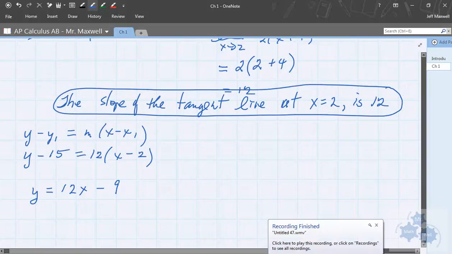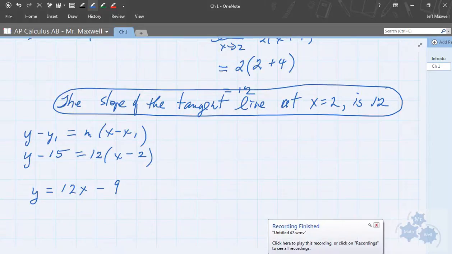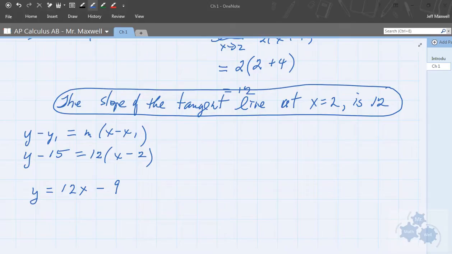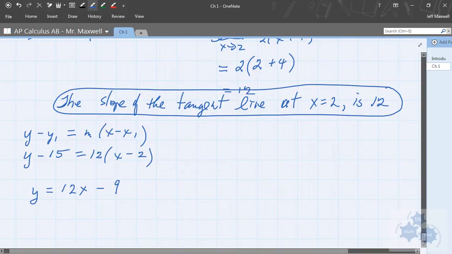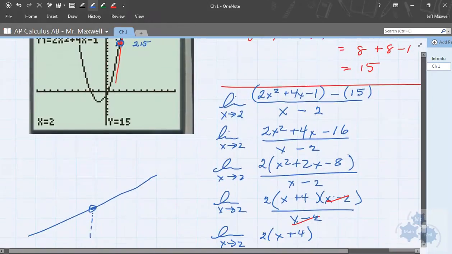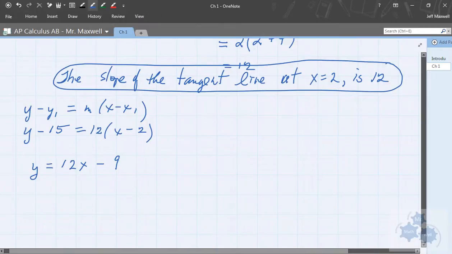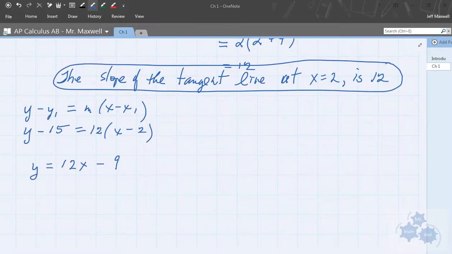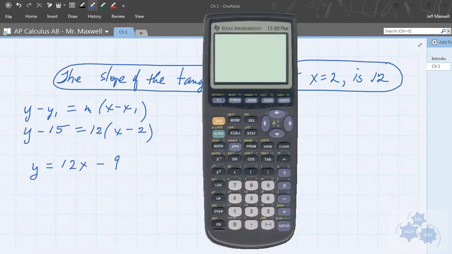Graph this as well. You're going to graph this line as well, just to check, you see. So let's do that. We'll get back to the calculator and we'll graph this line. Do you guys agree with that? Yeah, do that right.